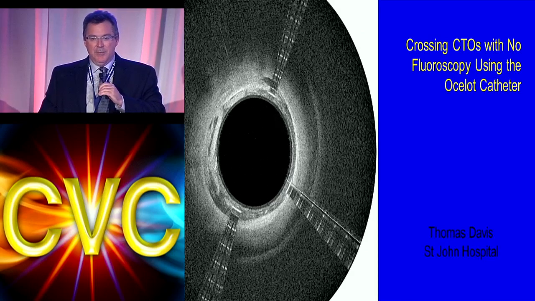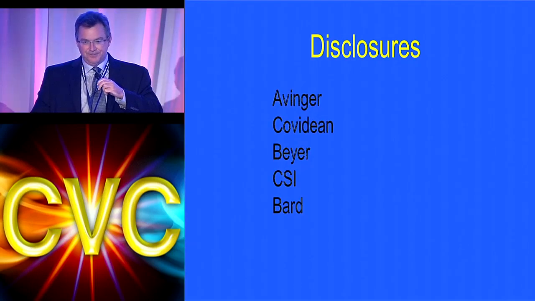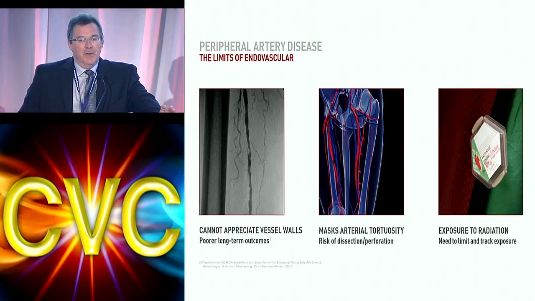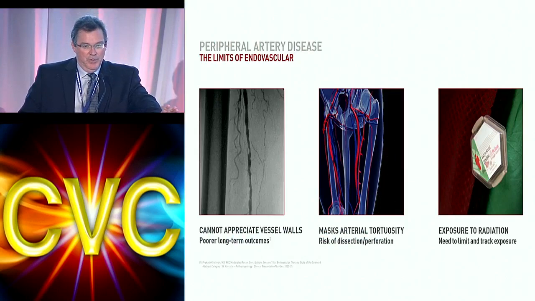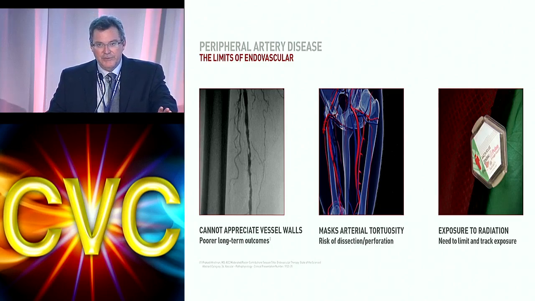Anyways, what I'm going to be talking about is crossing CTOs with fluoroscopy using the Ocelot catheter. Here are my disclosures. First off, if you look at peripheral artery intervention, there are limitations in terms of what we have. Certainly, you cannot appreciate vessel walls with angiography. You can only see the lumen and whatever diseased lumen that you have.